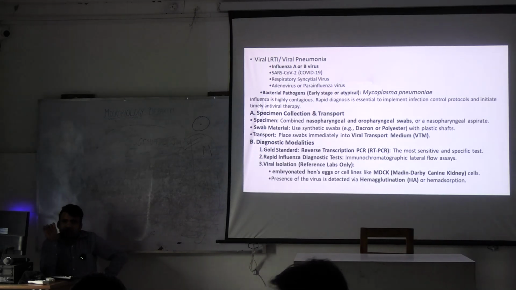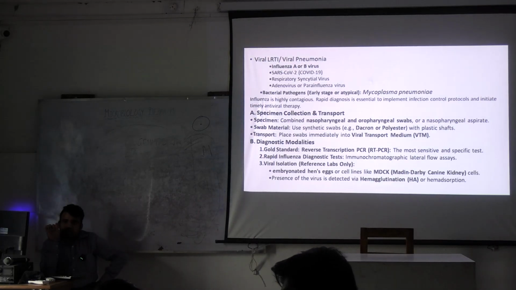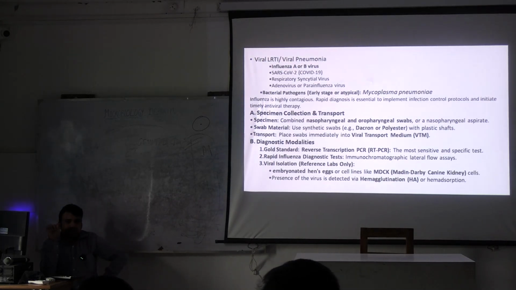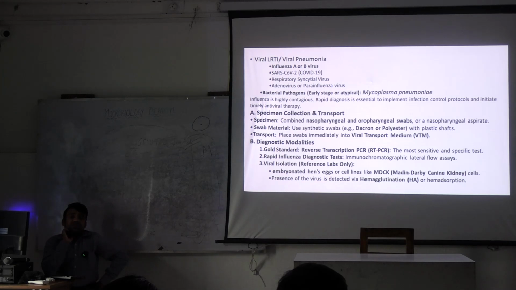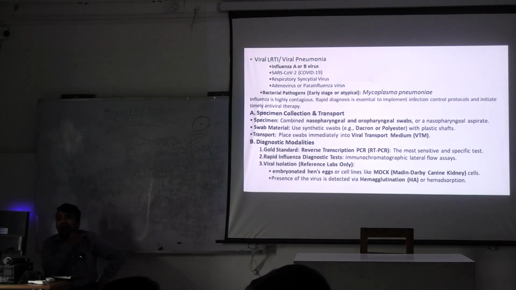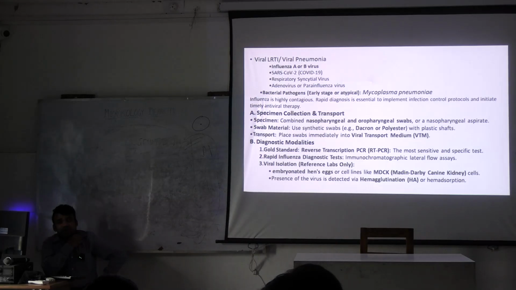Those who have been tested, have you seen the swab that was used? It's not made of cotton, it's made of a synthetic material that is called dacron. Okay, then what would be the test we need to do? We need to go for RT-PCR, that is reverse transcriptase PCR. Okay, or we can go for rapid antigen detection test.